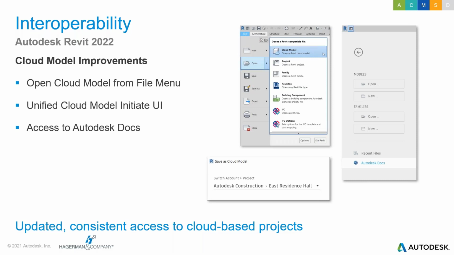And then the Unified Cloud Model Initiate UI. For this one, saving a Revit project as a cloud model and initiating a cloud worksharing collaboration will display a similar UI, which just gives a better user experience. And then for access to Autodesk Docs on the home page, the BIM 360 button available in previous Revit releases has been replaced with a button for Autodesk Docs to access projects stored in the Unified platform. So nothing super new here, just updated buttons to jive with the new branding.